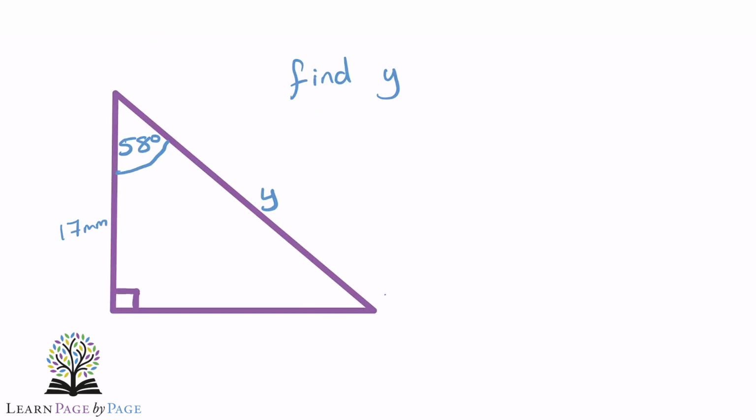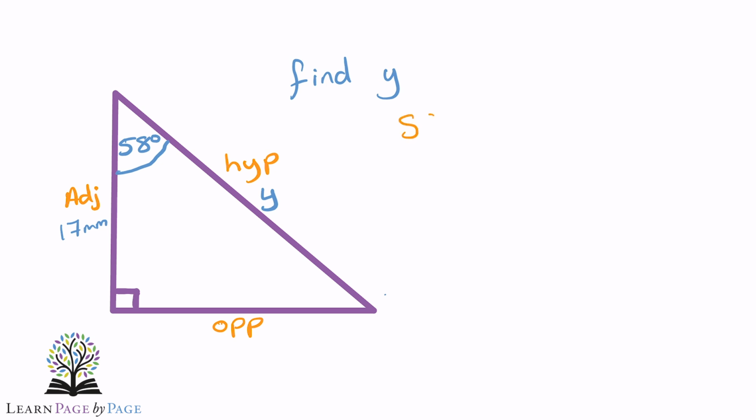Here you're being asked to find Y. First thing, label your triangle. You notice the angle 58 degrees is up here. So that is going to be your opposite side. This one is always the hypotenuse. That just leaves this side next to the angle, which is the adjacent, ADJ.